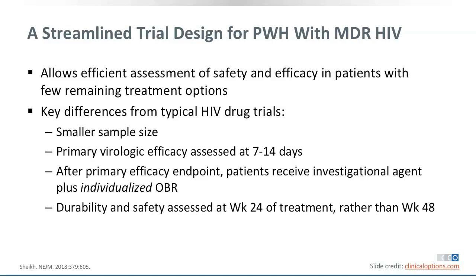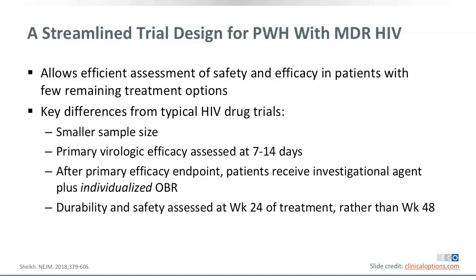So in these trials, and in the trials that we're going to talk about, the primary biological efficacy assessment was 7 to 14 days after the agent was added to a failing background regimen. If you compare that to other drug trials that look at new agents in people without resistance, typically it's a much longer time to evaluation of virologic efficacy.